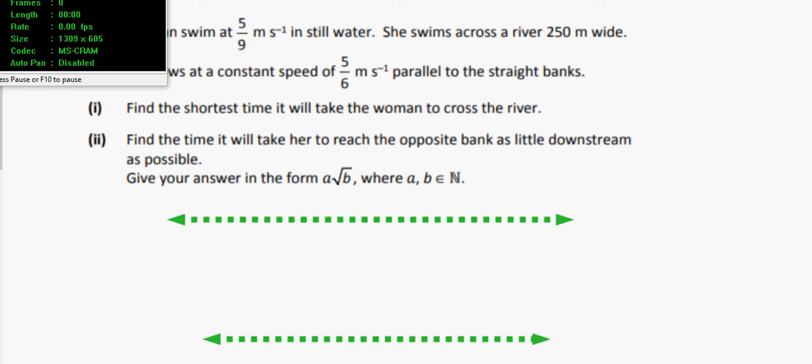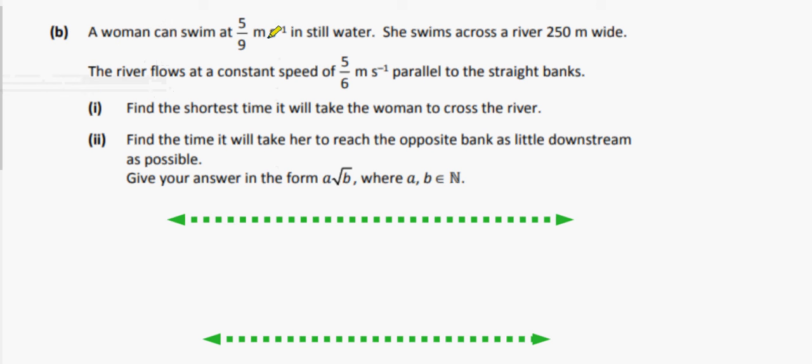Guys, a woman can swim 5/9 in still water. She swims across a river 250 meters wide. The river flows at a constant speed of 5/6 meters per second parallel to straight banks. This means the river is faster than the woman. Find the shortest time it will take to cross the river.